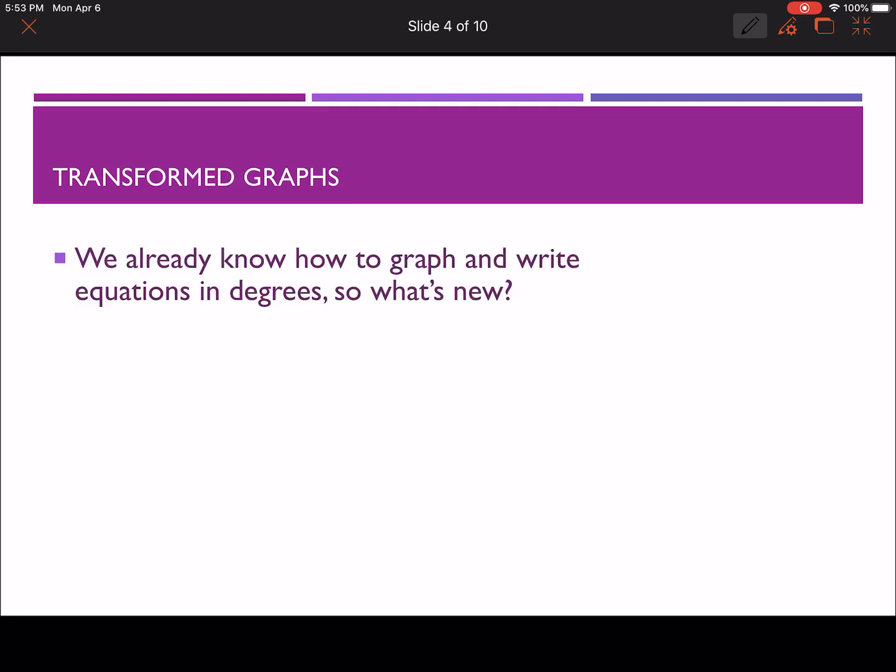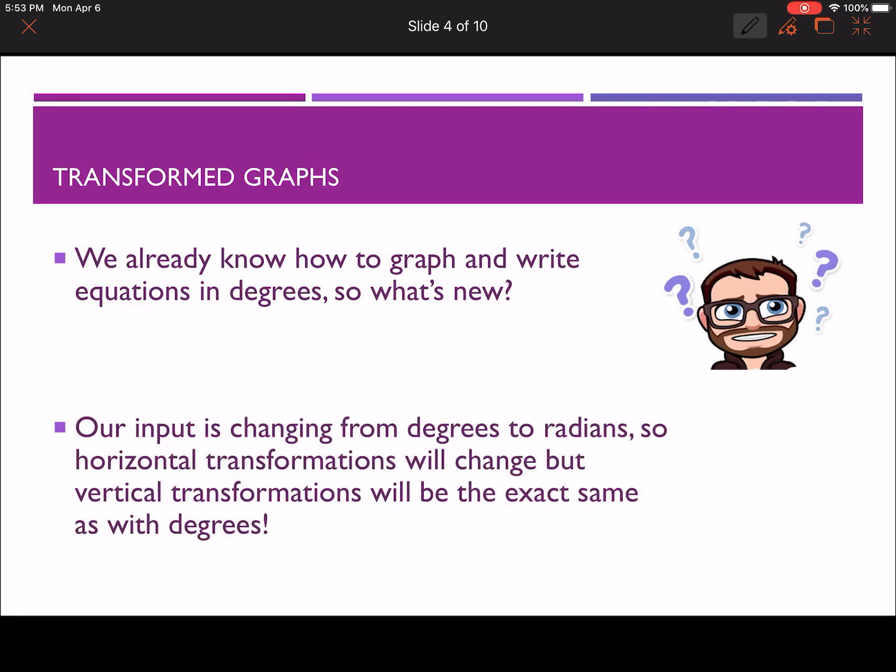But my first question is, we already know how to write all of these transformed functions. We've done it all. We did it all in degrees. So really, what I want to know is, what's even new when we change to being in radians? And the answer is not everything.